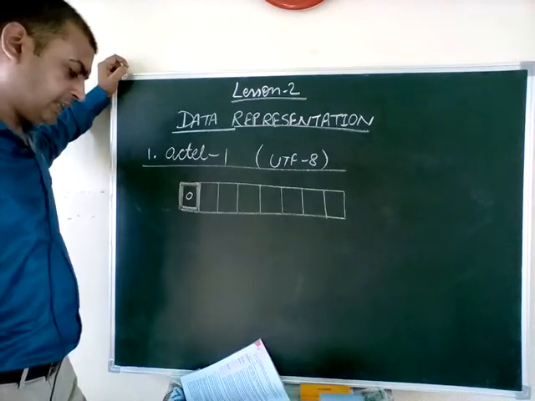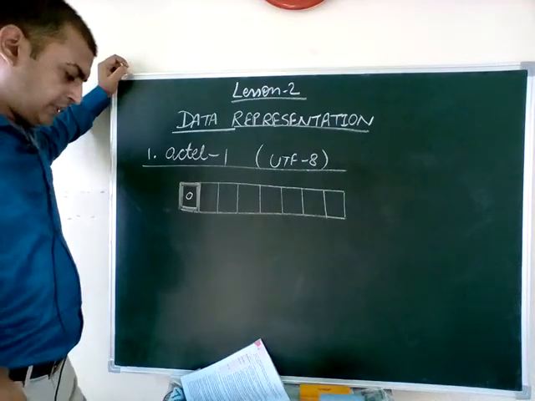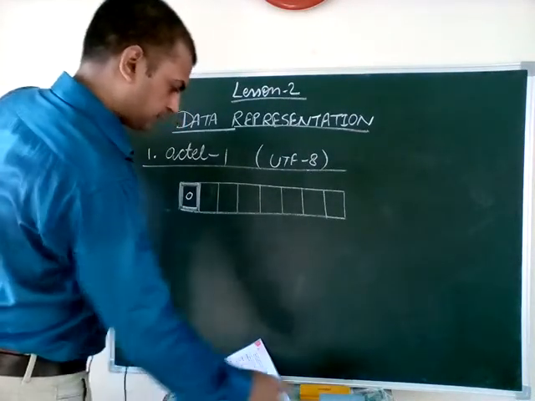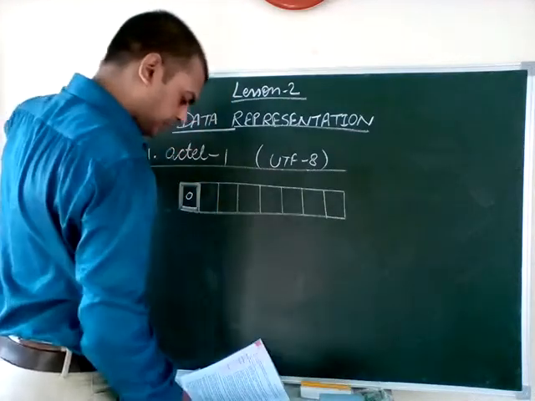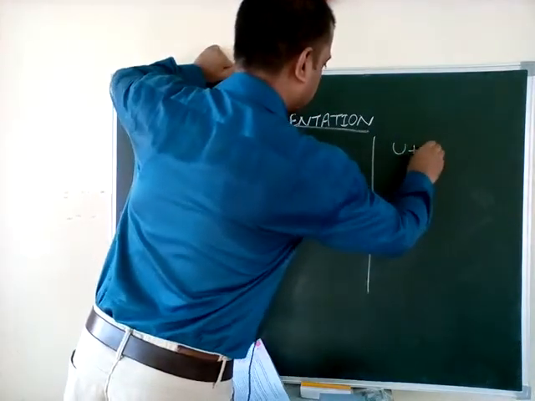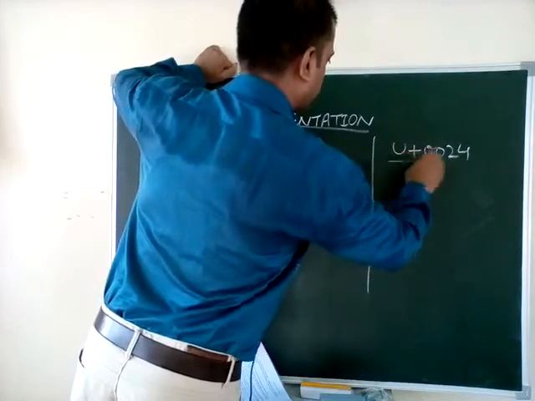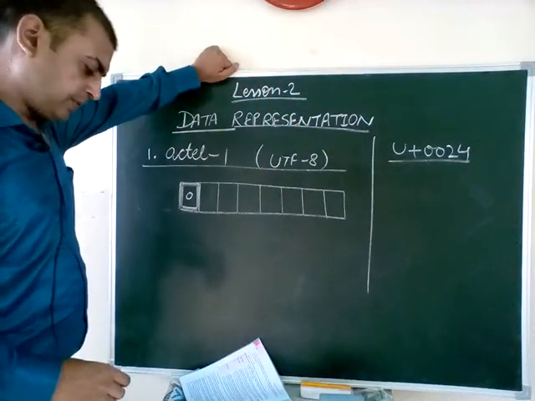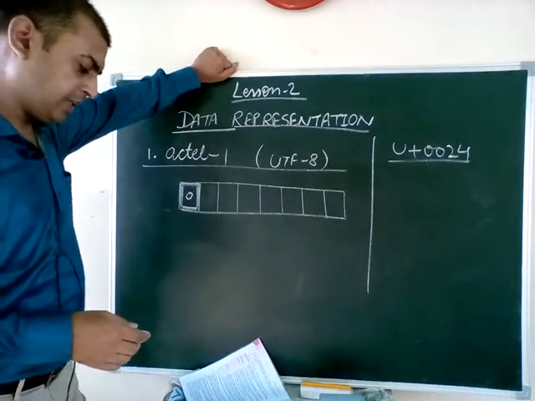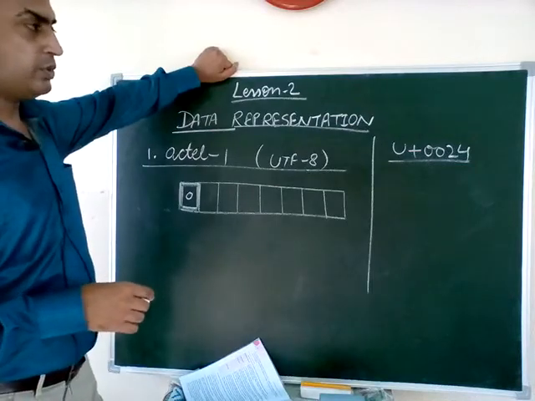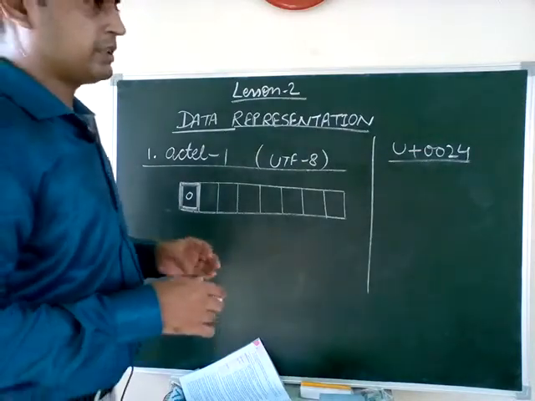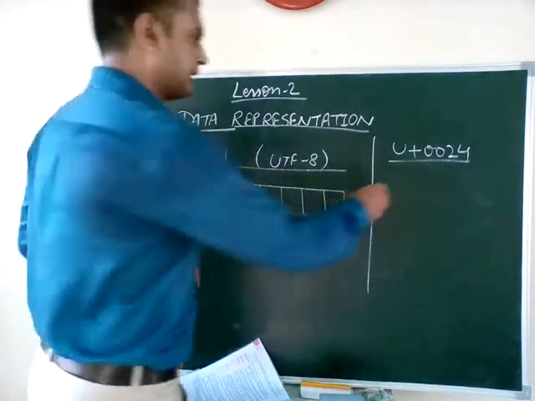Now the question is like 0 to 127. This is the first representation, U+0024. What you have to do is follow the binary equivalent of this number. 0024 you will represent in the binary section. The conversion of binary I have already discussed with you, so I am writing here directly.